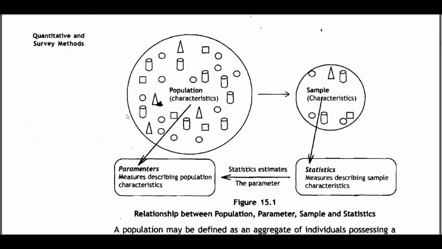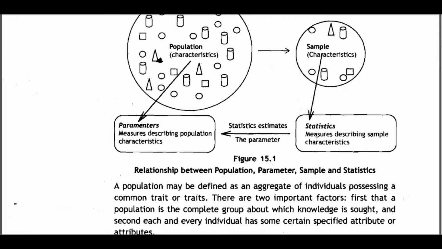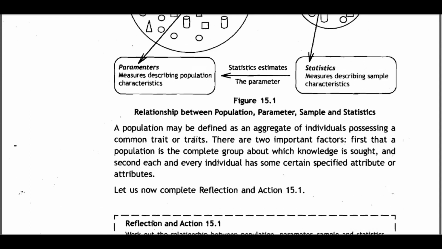This is the population, the full characteristics, the parameters, population characteristics. Parameters: measures describing population characteristics. So samples are some small portions only taken, with sample characteristics. So here the statistics: measures describing sample characteristics. So statistics estimates the parameters. So this is the relationship between population parameter and sample statistics.